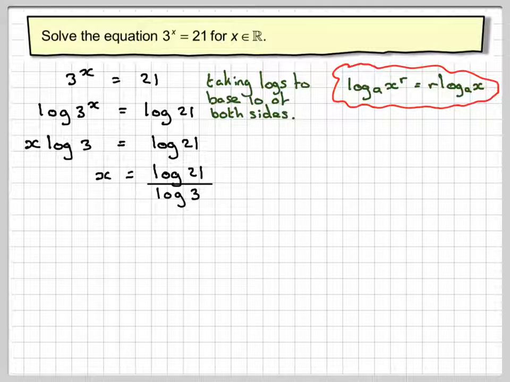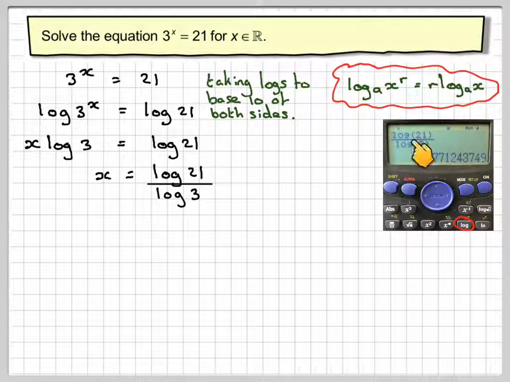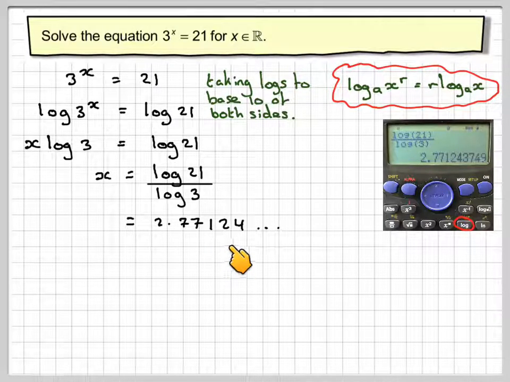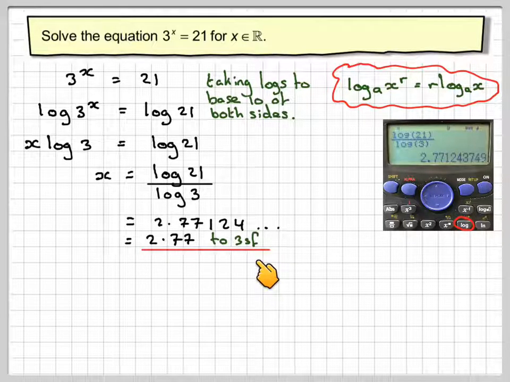Then we can do that on our calculator using the fraction button and this button here. Okay, and if we wanted to do it with ln, it would be this button here, and that would give me an answer of 2.77124, and to three significant figures that gives me 2.77. Now that's one way to approach that problem, and this is the general technique when this is a bit more complicated, to take logs on both sides.